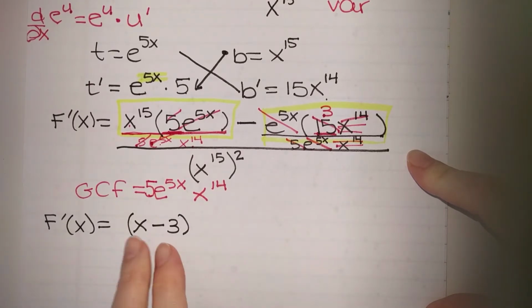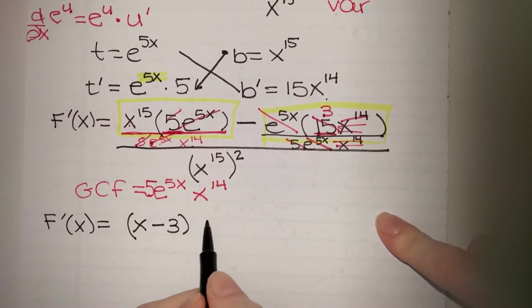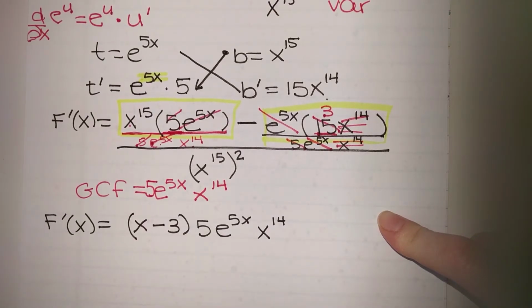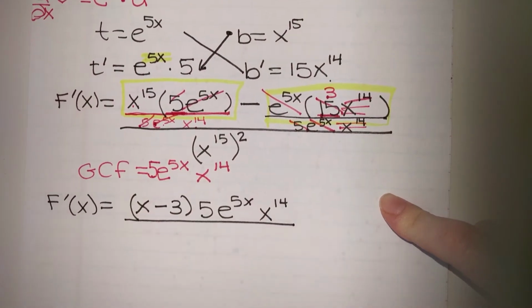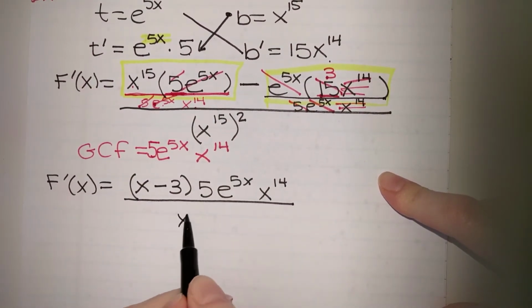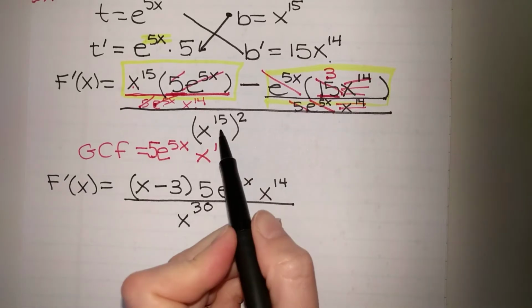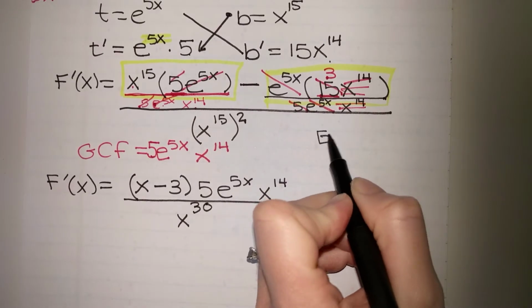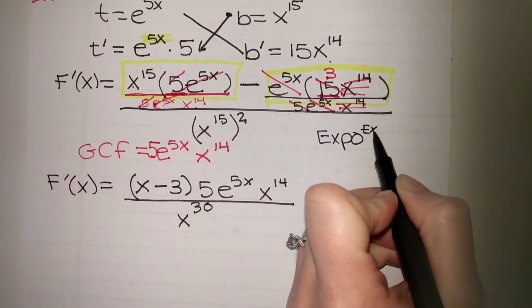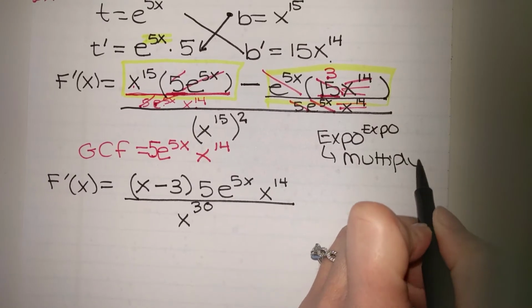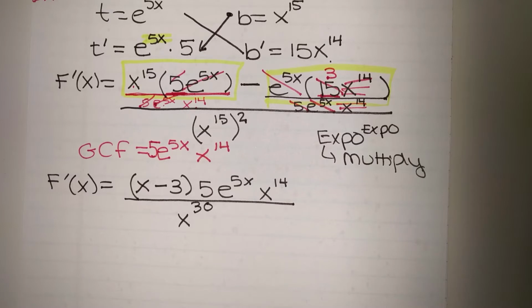Now, of course, we don't just have the leftovers. We also have the GCF of 5e to the 5x, x to the 14th power. All right, and that is over our x to the 30th power. And you might ask how we get our x to the 30th power? That comes from the fact that when you have an exponent raised to another exponent, so here I have an exponent and then it's raised to another exponent, we go down a level and we multiply the exponents together. So we're going to take 15 times 2.